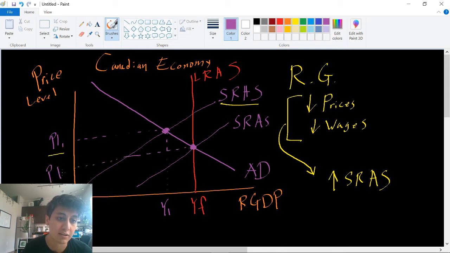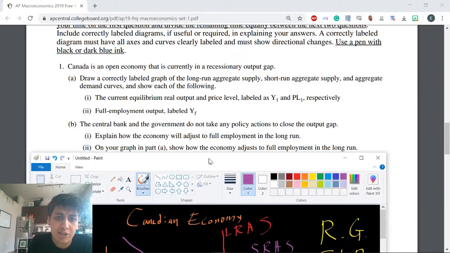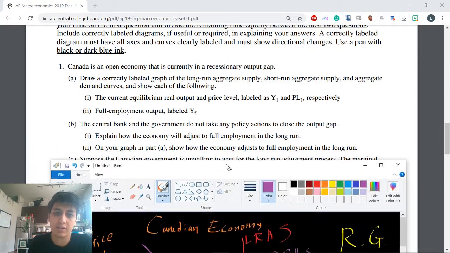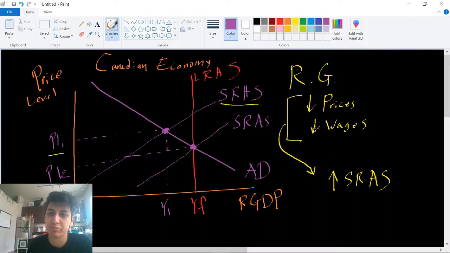PL2. I wonder if it says anything about labeling. On your graph in part A, show how the economy adjusts to full employment in the long run, and we got to explain. So here's our explanation. Ideally, we should write that out in a sentence, right? So we can just say increase. Oh no, decrease in wages.